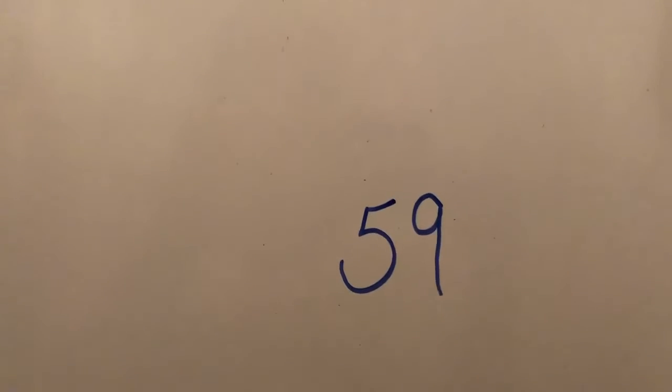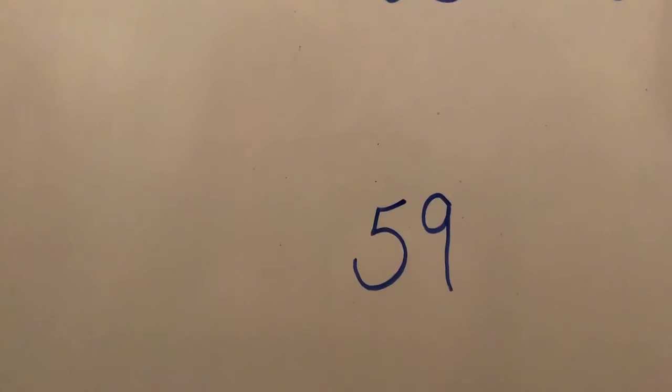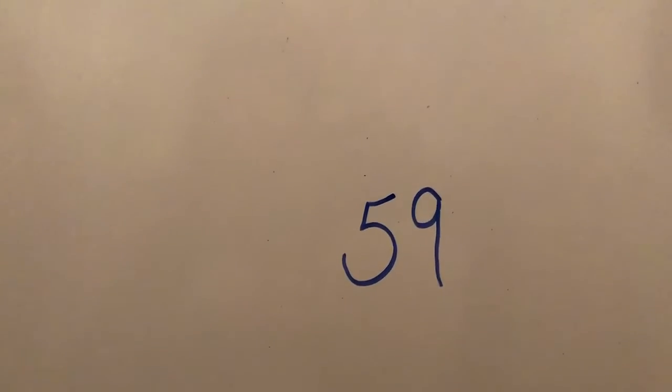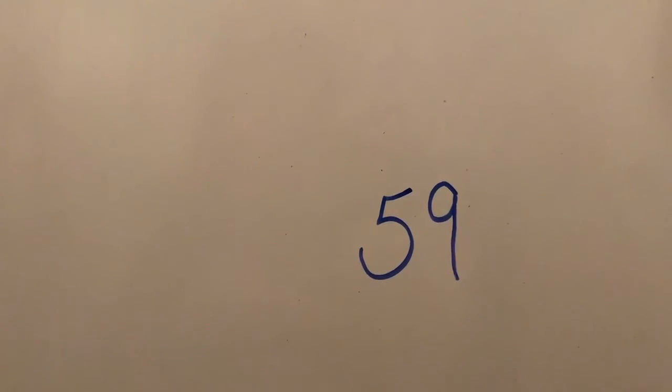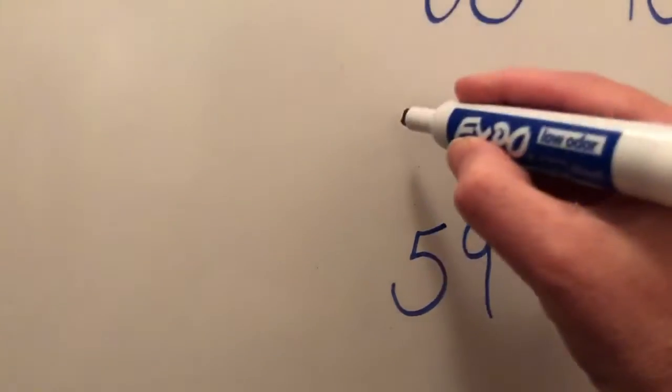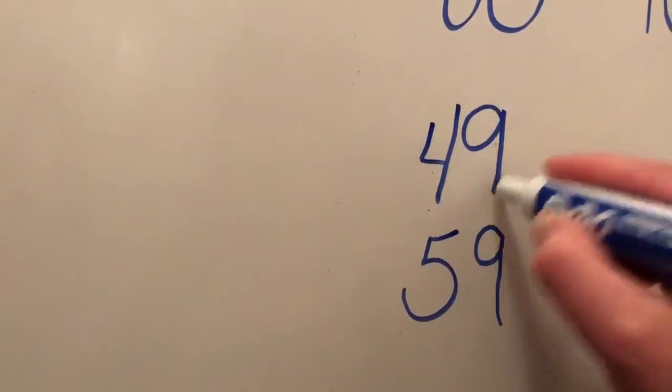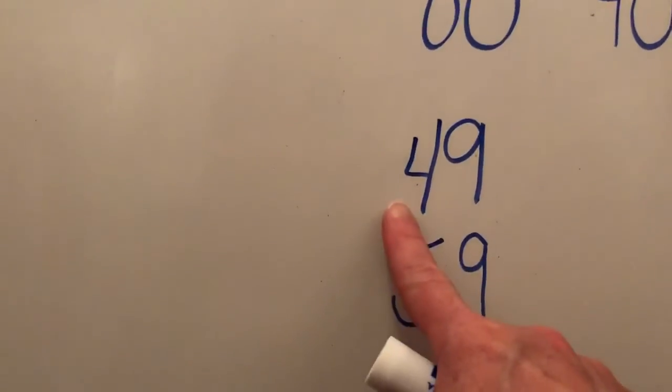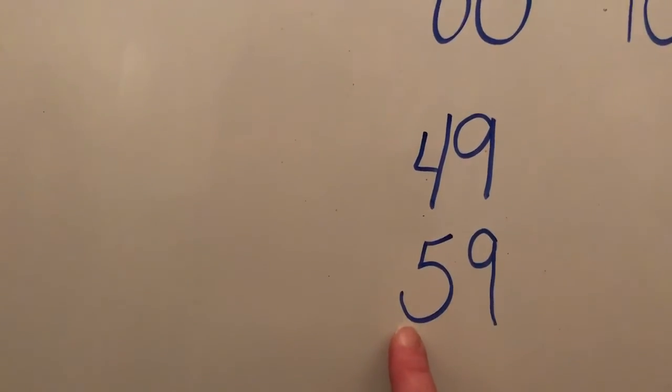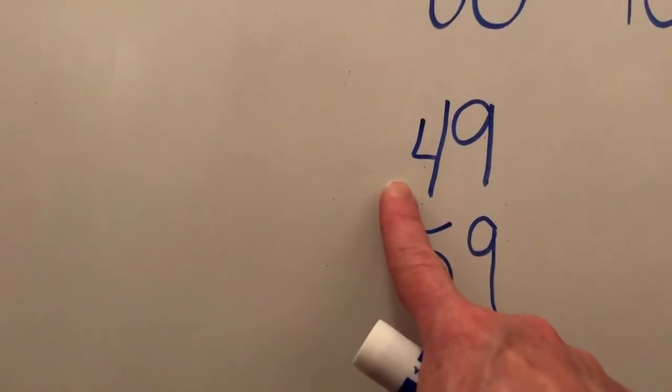All right, let's try a number that has ones. So now I would like for you to point to the number 59. Okay, I'm going to give you a second to find 59. It's going to be right there before 60. Now I'd like for you to point to the number that is 10 less than 59. What is it? I know you know it. It is what? 49, right? Because 4 is 1 less than 5. So 59 minus 10 is 49.